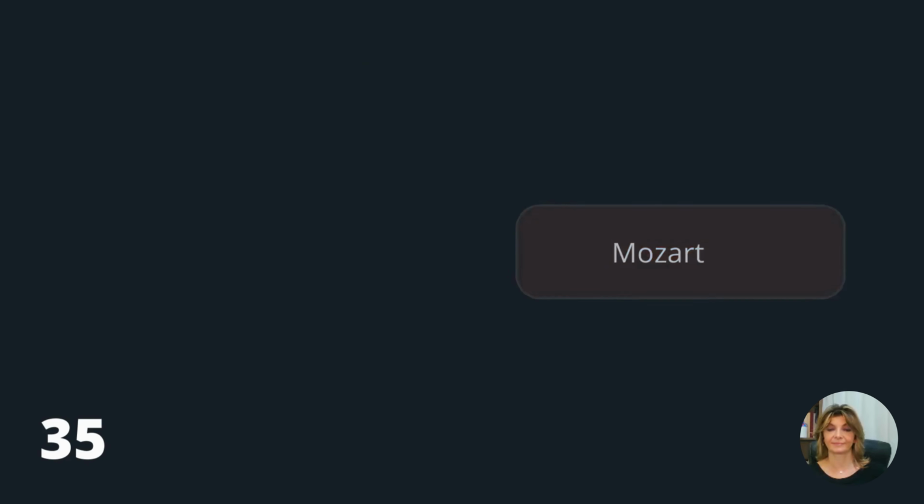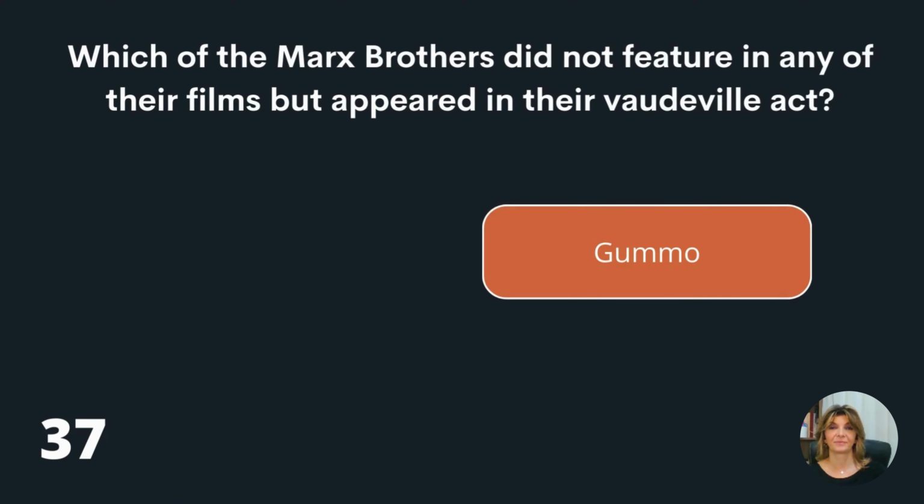Which of the Marx Brothers did not feature in any of their films but appeared in their vaudeville act? Chico, Gummo, or Zippo? Gummo.